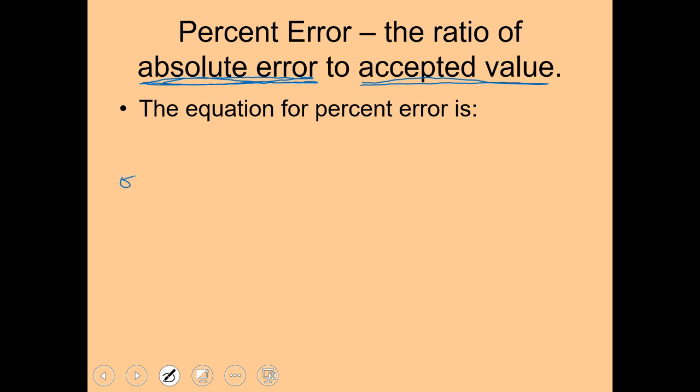So our equation, and you can always look this up on the internet too if you forget to put this in your notes. This is a really good idea to put this in your notes, okay? The absolute error is the difference between what you measured, like the observed value, and the actual or the accepted value.